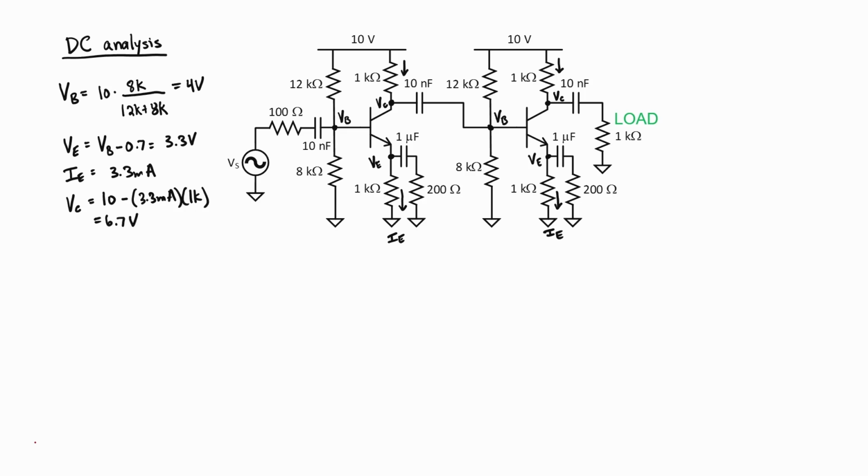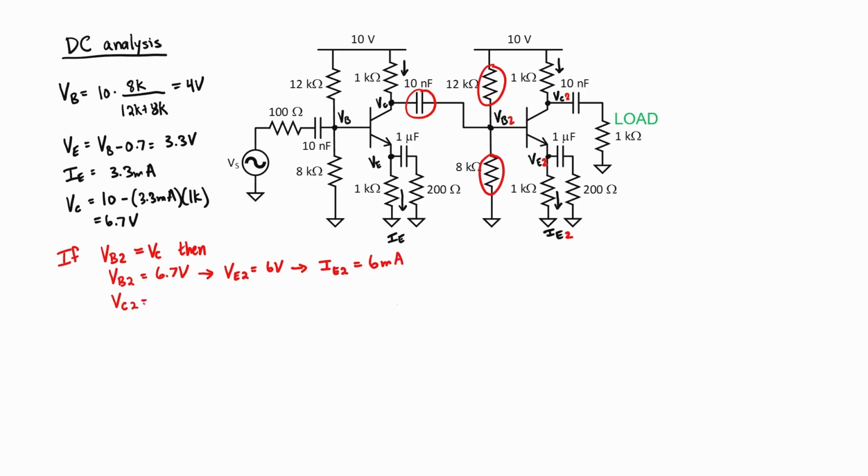Before I go on to the AC analysis, I just want to point out what would happen if we didn't have this capacitor right here and we didn't have these two resistors. If we didn't have them, then I would label this VB2, the base voltage for transistor 2. If that equals the collector voltage for transistor 1, then my emitter voltage for transistor number 2 would be 6 volts. This means that my emitter current for transistor number 2 would be 6 milliamps.